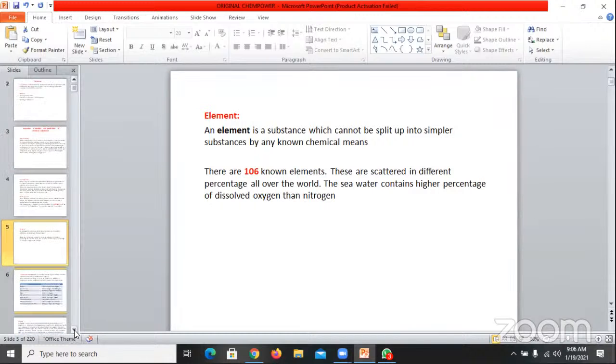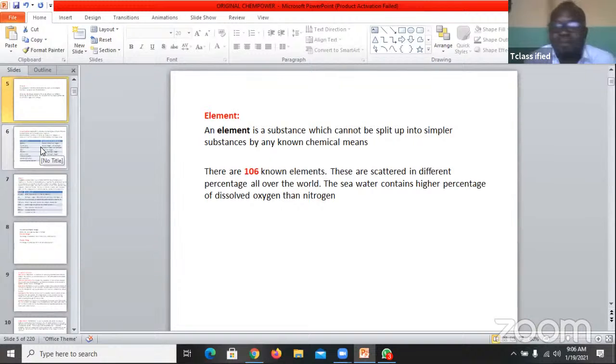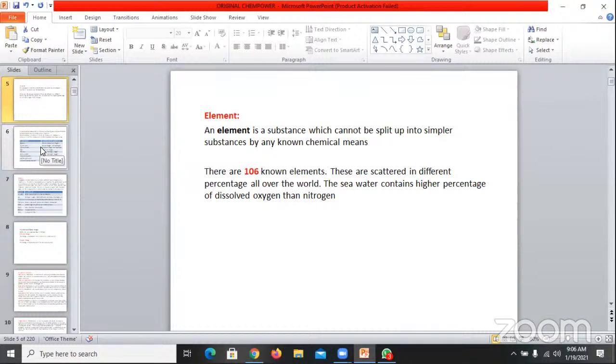Are you clear on the number of elements that we'll have? Yes. We're going to be moving pretty fast because I want us to get to separation techniques so that we can look at past questions as well.